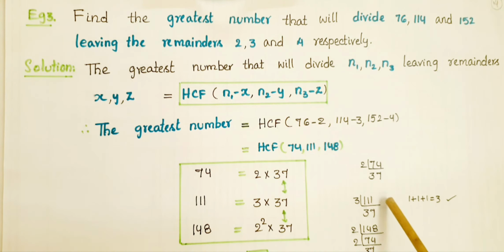Here you can check by using the divisibility rule of 3. 1 plus 1 plus 1, that is 3. So it is divisible by 3. So you can apply, 3 37s are 111. Next one, 148 you can write as 2 square into 37.